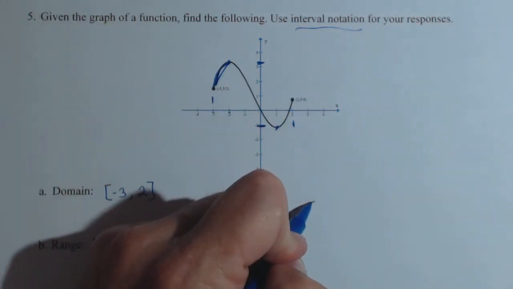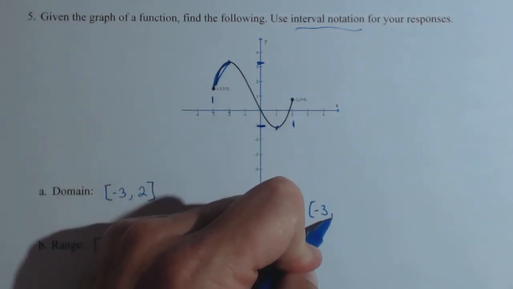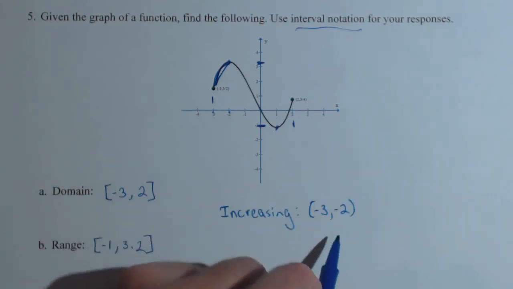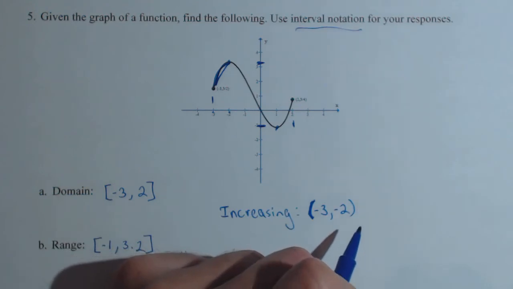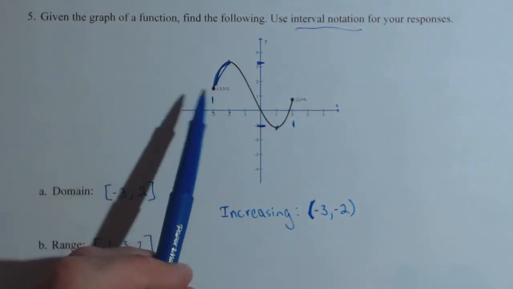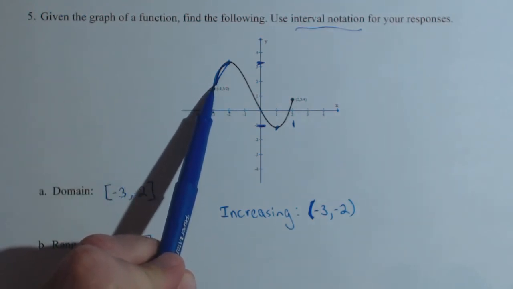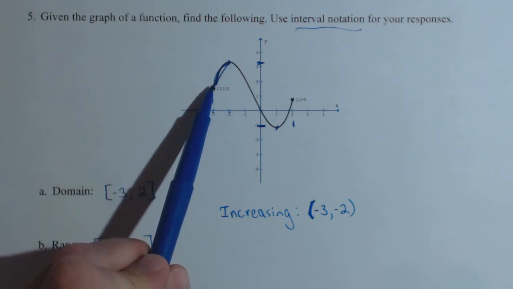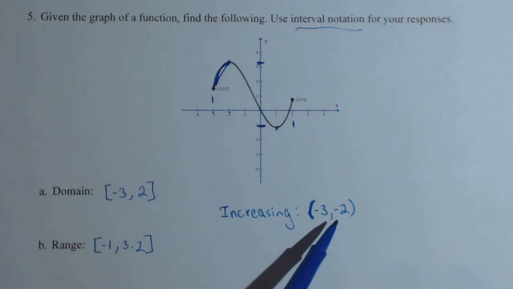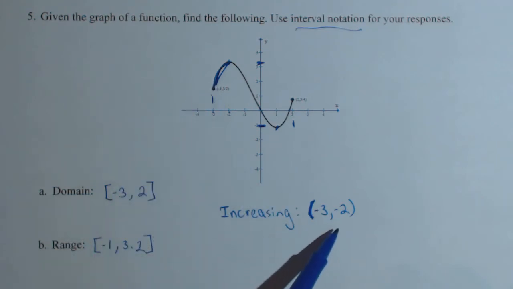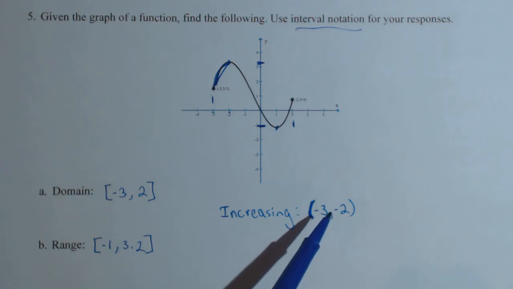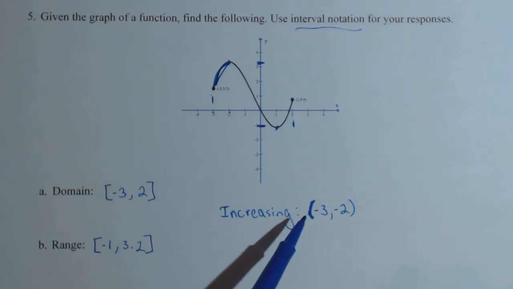So let's put that down first, and then we'll talk about it. So there's an increasing interval that should be a parenthesis. Always parentheses with increasing and decreasing. Okay, so it's going up, which means it's increasing. And this is our interval notation. And we only use x values because we're looking for the interval where it's increasing, not what it's increasing to. So you only use x values.